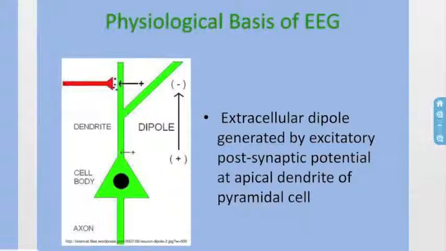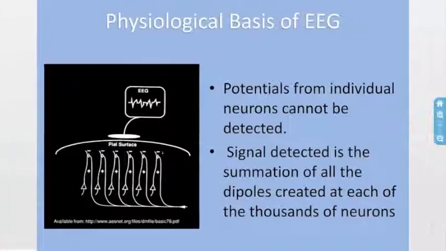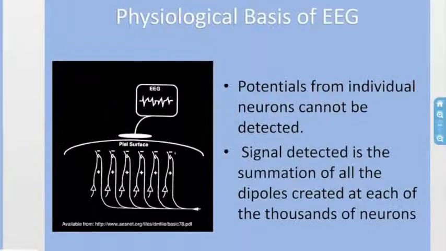Every neuron receiving synaptic inputs can therefore be thought of as a dipole with a specific orientation and polarity. Signals cannot be detected from single neurons, as the potentials are of very small magnitude and on the cellular scale are a considerable distance from the scalp surface. The signal detected is in fact the summation of all the dipoles created at each of the thousands of neurons.